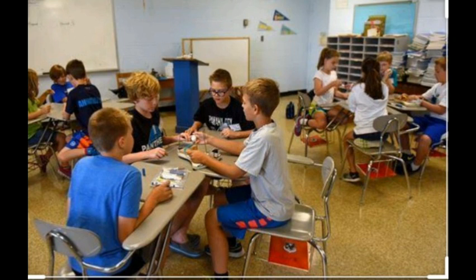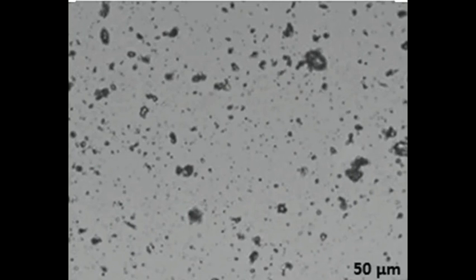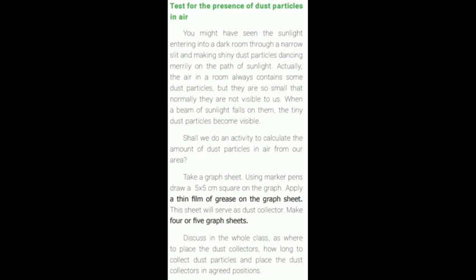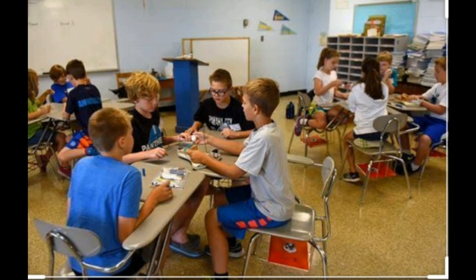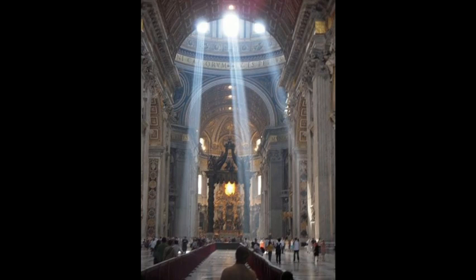Discuss in the whole class where to place the dust collectors and how long they will collect dust particles, and place the dust collectors in the agreed positions. Ensure that the dust collectors do not get blown away. After the scheduled time for the activity is reached, remove the paper and count the number of collected dust particles in the marked area in all the sheets.